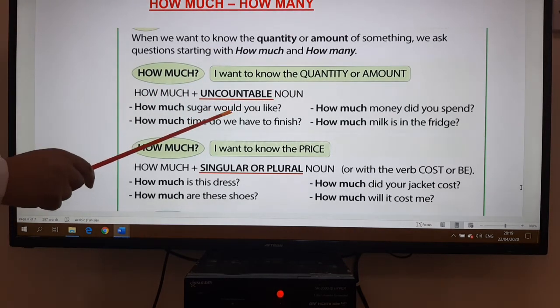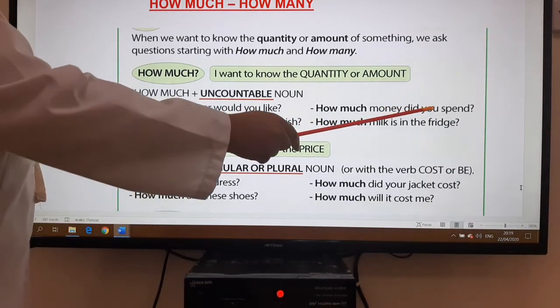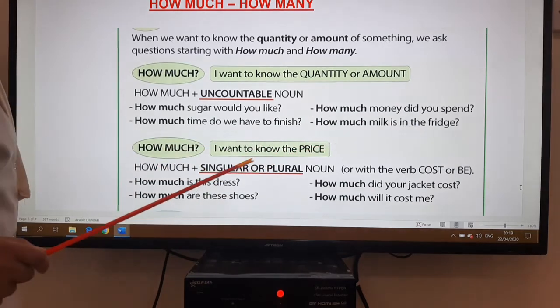How much sugar would you like? How much time do we have to finish? How much money did you spend? How much milk is in the fridge?